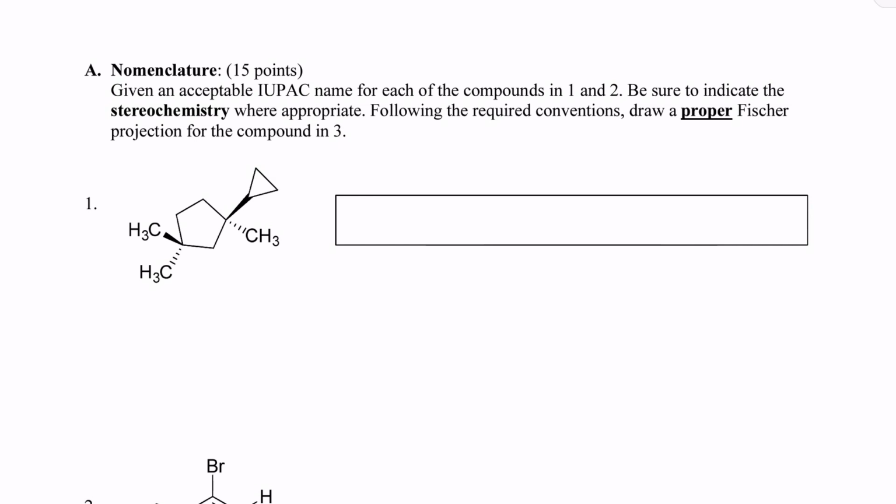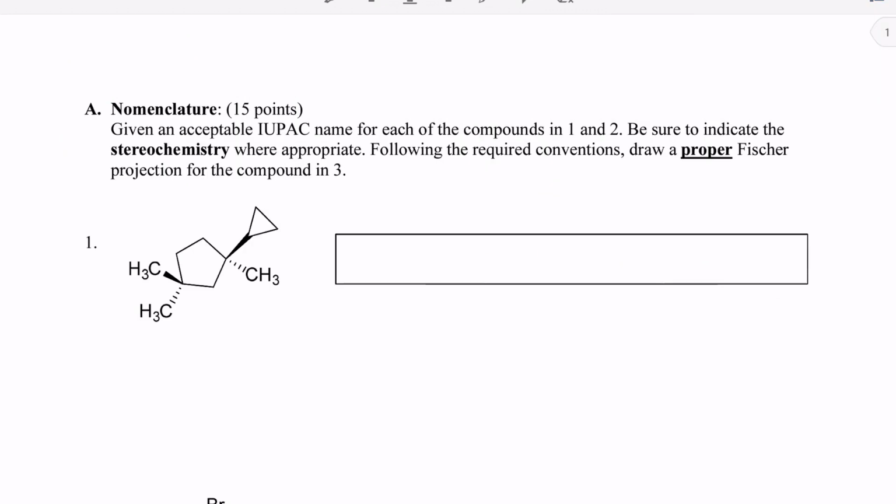As is the case with nomenclature problems, let's first identify what our parent group is. Because we have this ring in the center where all these substituents are connected, we can say that our parent chain is cyclopentane. So now let's look at the substituents.